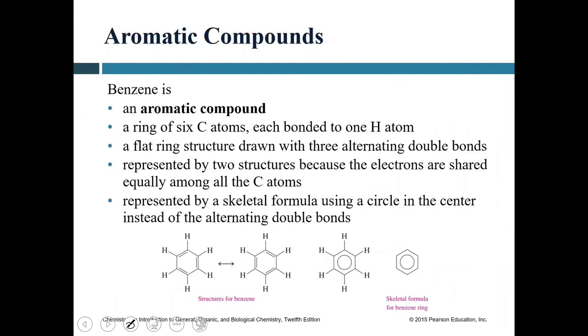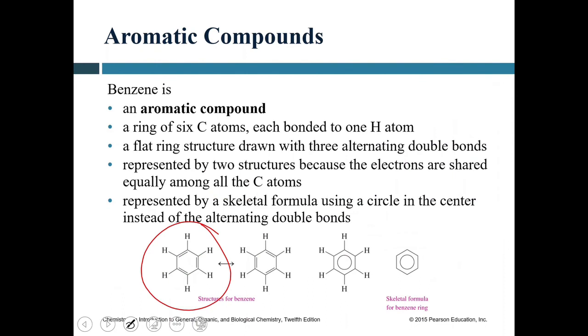Why aromatic? Well, actually, benzene smells pretty bad, but many derivatives of benzene actually have a decent smell, and they were discovered before that, and this is why they're now called aromatic compounds. So here in benzene, you have 6 carbons organized in a ring, and each carbon is bonded to a single hydrogen.